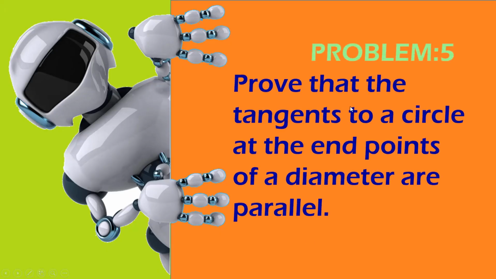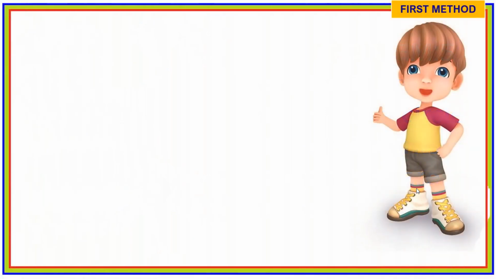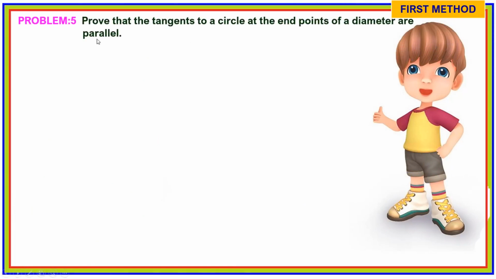Fourth problem is over. Fifth problem. Prove that the tangents to a circle at the end points of a diameter are parallel. Very, very important problem. Here, we will solve this problem in two methods. This is the first method.